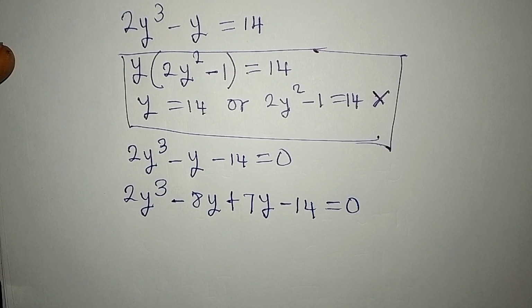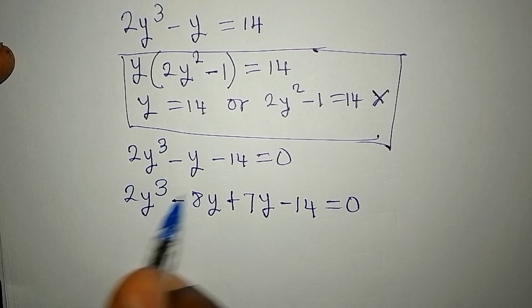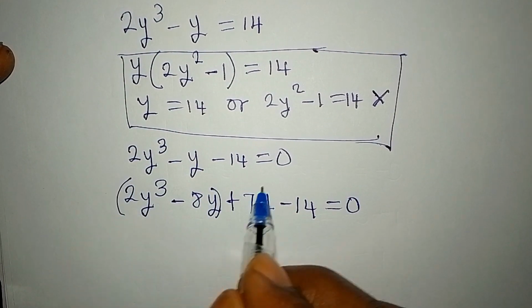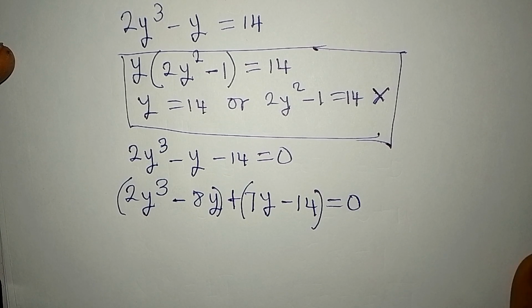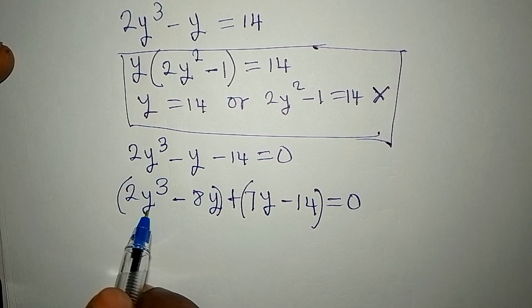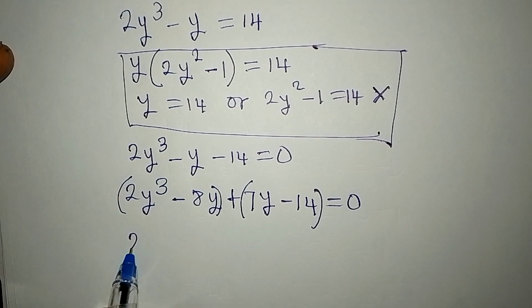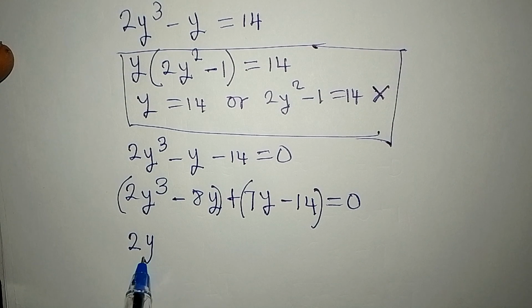What do I do from here? I will now group into 2 and factorize. These two, in fact, let me group it. This and this. Okay? So how do we factorize now? 2 is here and 2 can be found in 8. Y is here and it's also here. So 2 is a factor. It's a common factor. Y is also a common factor.